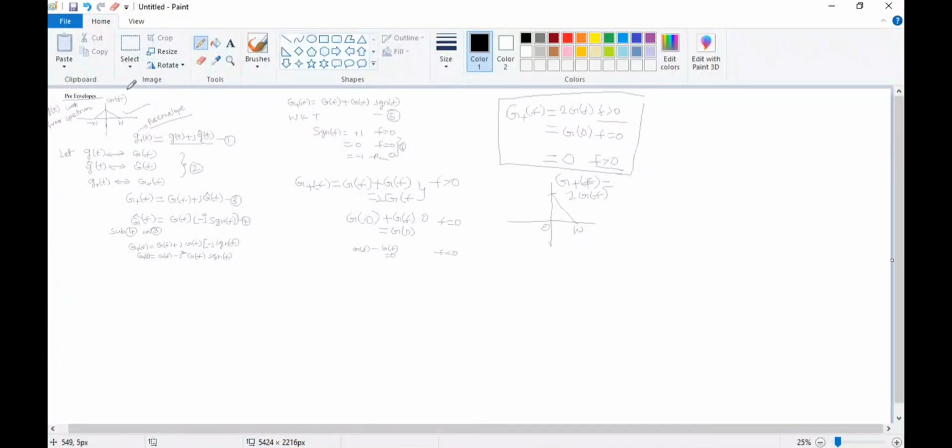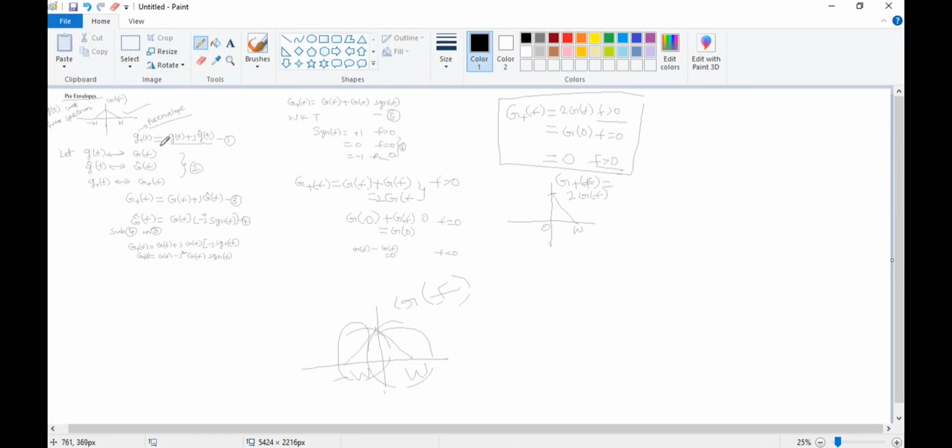Why is the pre-envelope required? Generally the low pass signal spectrum will be like this, minus omega to omega. The spectrum of G of T consists of both negative and positive frequencies. In some applications I will not need both positive and negative frequencies. In that case I need to represent the low pass signal only with the positive frequencies or only with the negative frequencies. So G plus of T is the pre-envelope of G of T, which gives only the positive frequencies of the signal G of T.